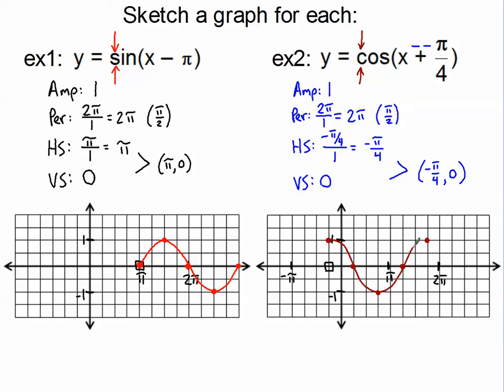Make sure that it's a curve. Don't connect the dots in straight lines. It looks like we're just shy of where we normally would be ending at 2 pi, but we're exactly 1 tick mark shy of that because we shifted 1 unit to the left.